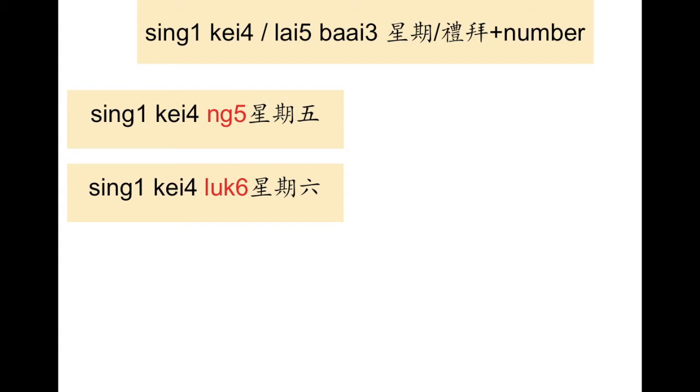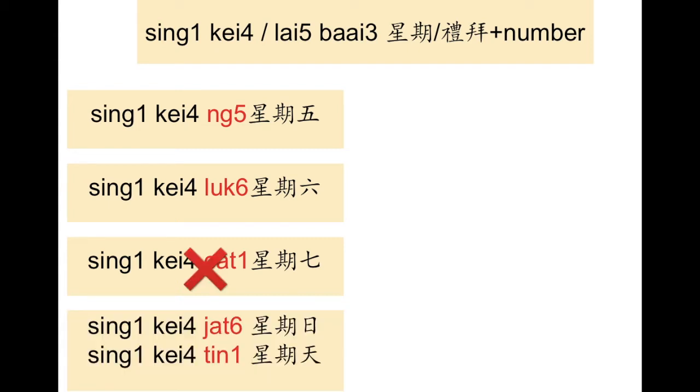For Sunday, you might say 星期七, but we don't say 星期七 in Cantonese. Instead, we say 星期日 or 星期天. 日 means sun, 天 means day. So for Sunday, you can say 星期日 or 星期天.